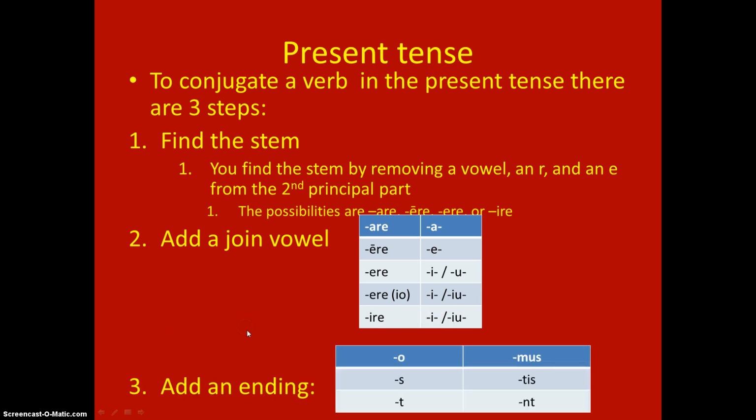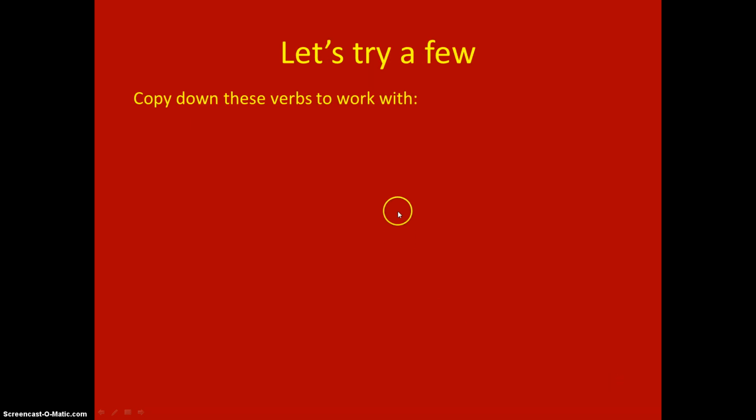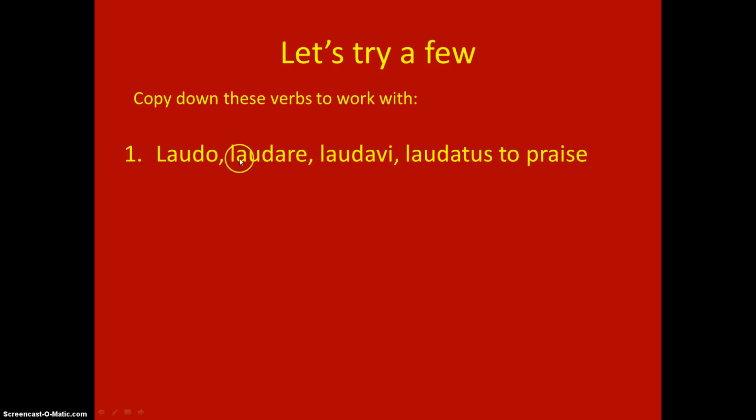Then you add an ending. The possible endings are O if you mean I, S for you, T for he, she, or it, MUS for we, TIS for y'all, and NT for they. So, let's copy down a few verbs that we can work with over the next few pages. The verbs you need: laudo, laudare, laudavi, laudatus, which means to praise.